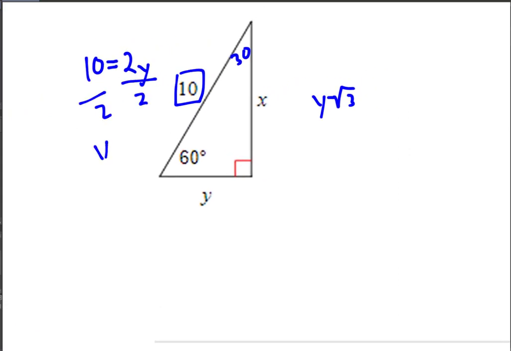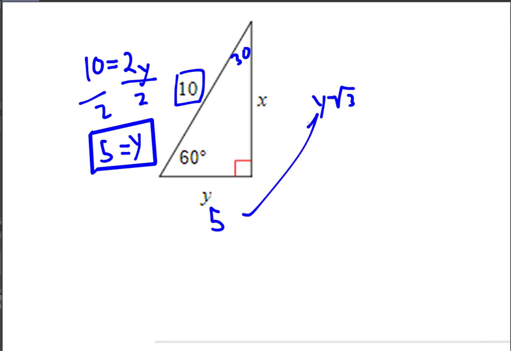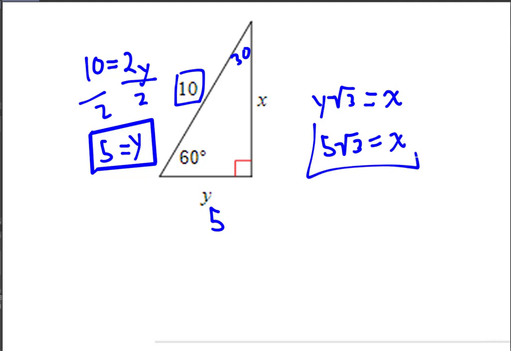I get that y is equal to 5. That's part of my answer, but they want to know x as well. So for x, I'm just going to plug in the y. And so x is going to be 5 square roots of 3, is equal to my x.